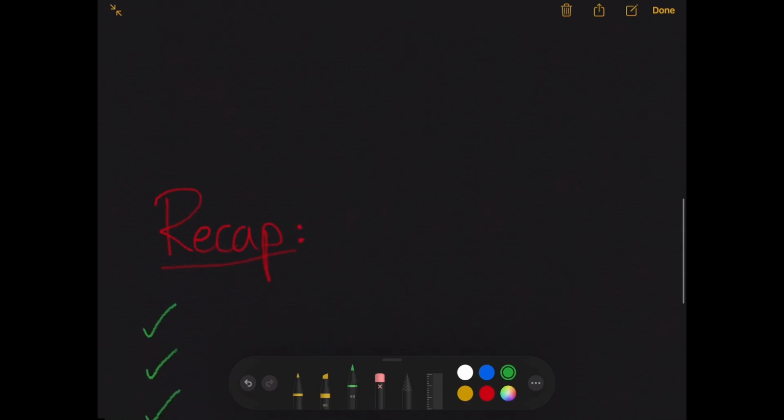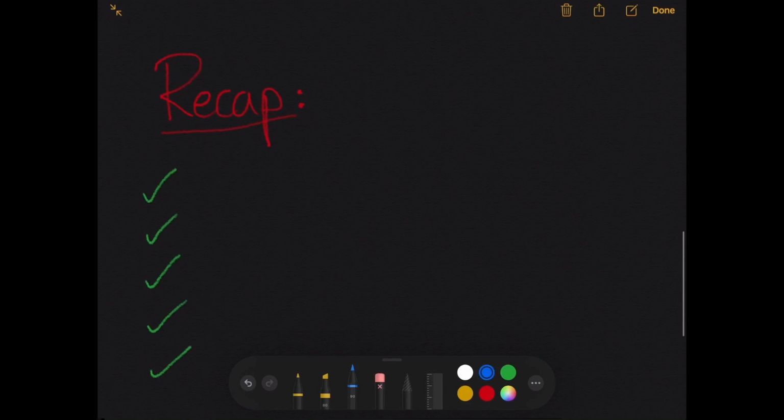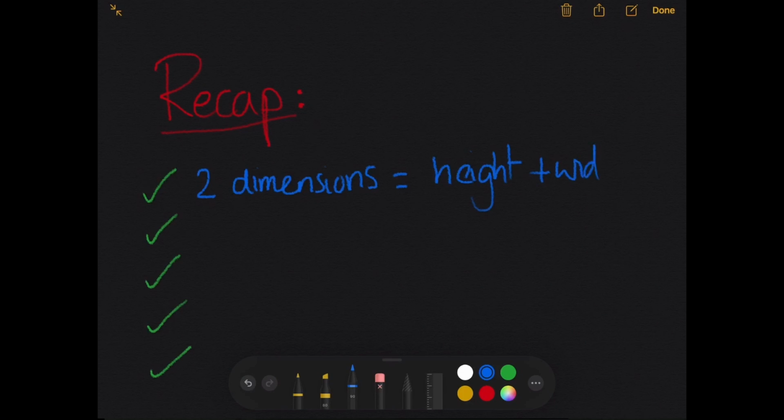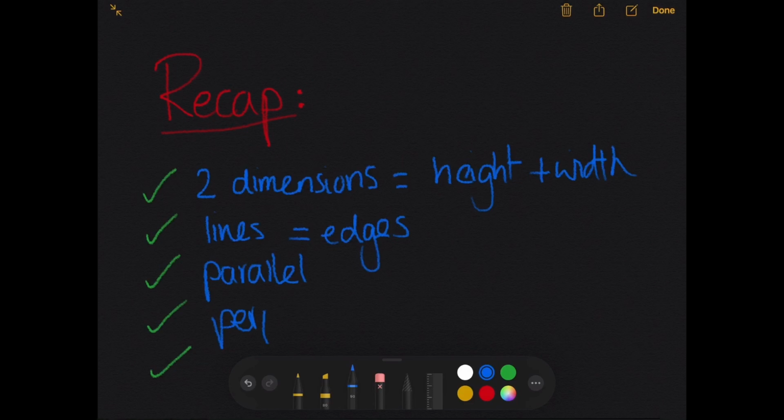So then let's recap some of the things that we've talked about just now. 2D shapes are made up of 2 dimensions, those being height and width. Secondly, we talked about straight and curved lines making edges in shapes. Next, we talked about parallel lines, and we talked about perpendicular lines.